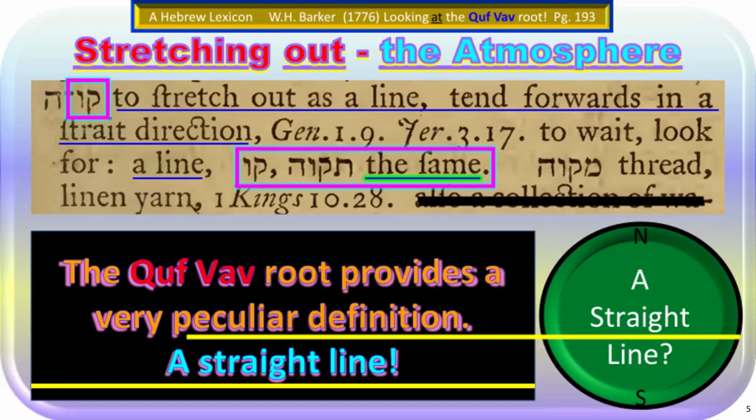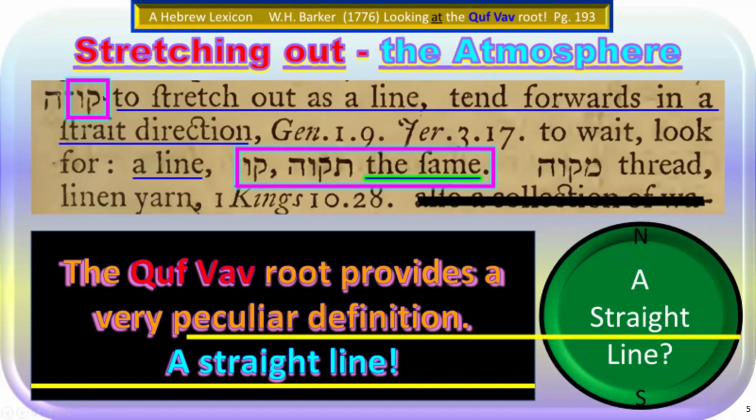Okay, Tim? Thank you, Charlene. This is a wee little tiny minuscule glimpse into what's coming down the chute in the future. This is a look at the Kuf Vav root. And this root is absolutely incredible when you examine the different applications in the scripture.